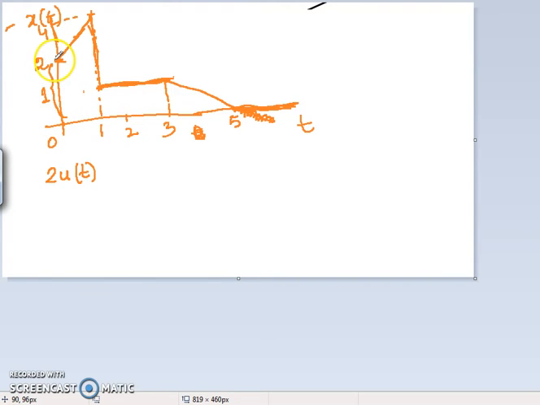Now from this point a ramp is occurring. So that means from this point there is a positive slope. There is an anti-clockwise slope. Anti-clockwise slope means a positive slope. So this ramp should have a positive slope. So we have to put a plus sign.